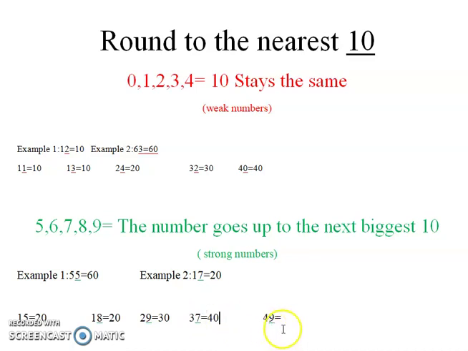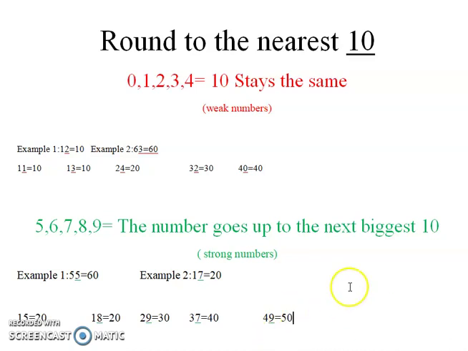So our last problem that we're going to do is 49. So here we see that 9 is a strong number. If we underlined it, the 9 is in the ones place value. So just to review, the 9 is going to allow the number, which is 4, that's in the tens place value, to round up to 50.